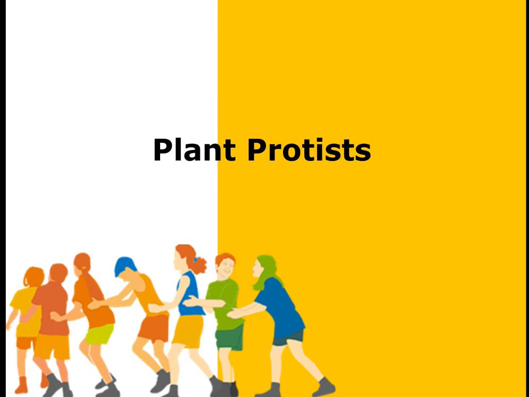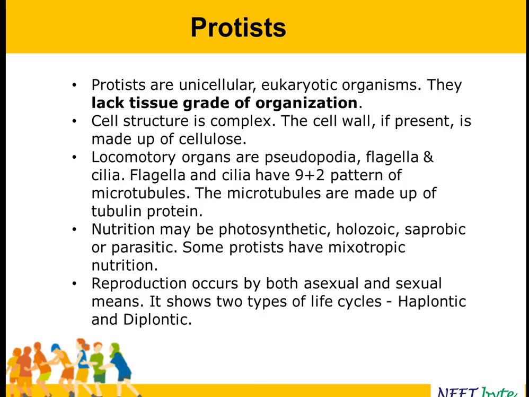So in today's session, we will be discussing the plant protists. But first of all, let's discuss the general features of the protists, right? The moment we talk about the protists, they are basically unicellular eukaryotic organisms. Primarily, they don't have any tissue grade of organization. That is the most important thing.